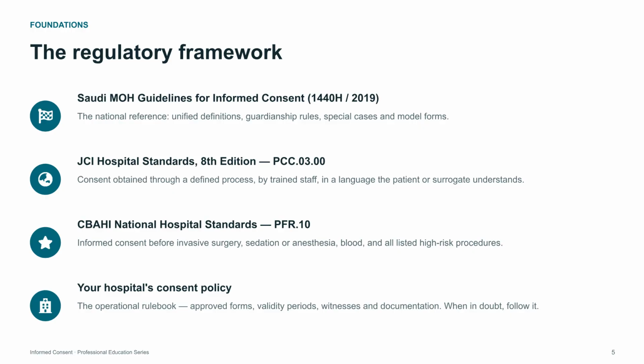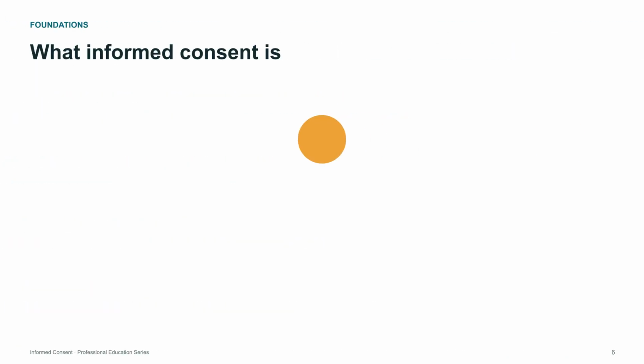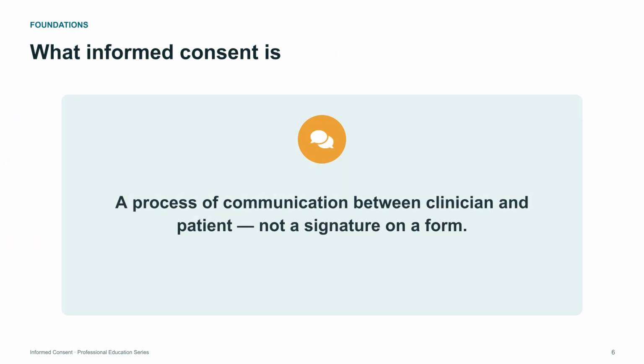The regulatory framework for consent is built upon 4 layers: the national Saudi Guidelines, international JCI Standards, national CBAHI Standards, and your specific hospital policy. Always remember that your hospital policy serves as your operational reference. The most important concept in this video is that informed consent is a process of communication between clinician and patient. It is not merely a signature on a form. The patient must receive information, ask questions, and make a free, informed decision.